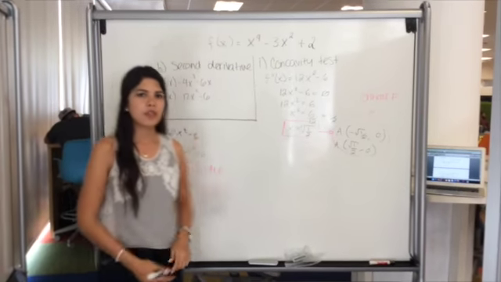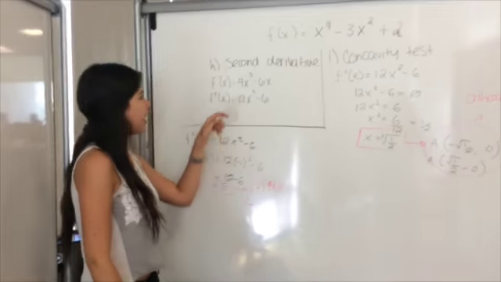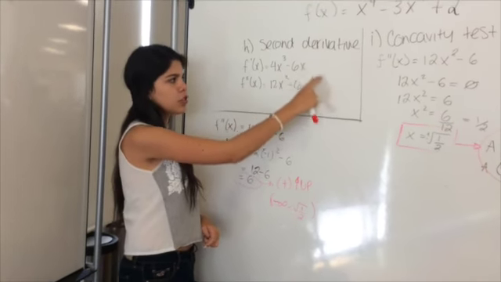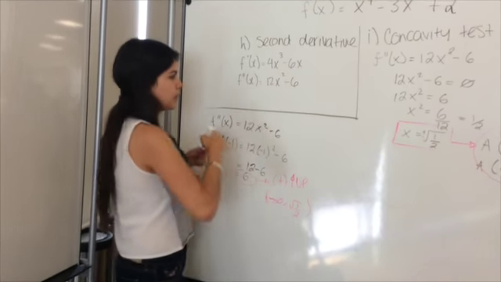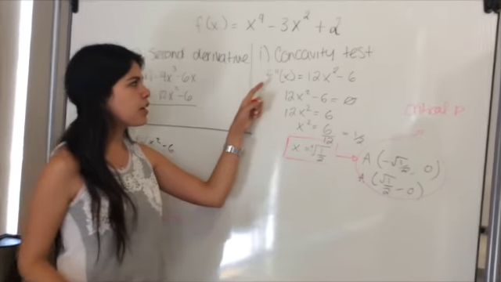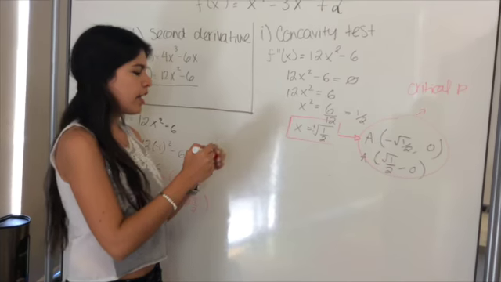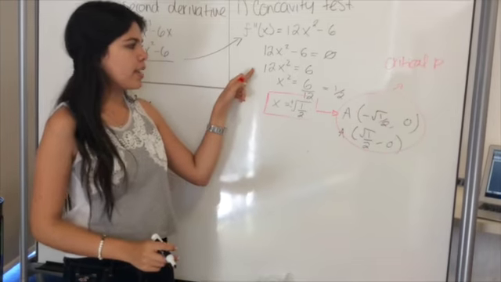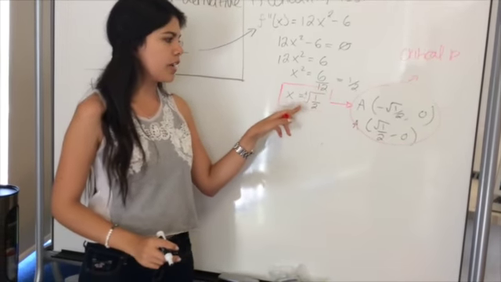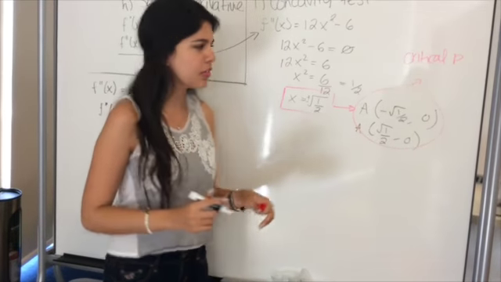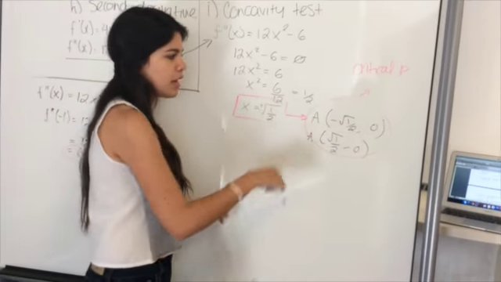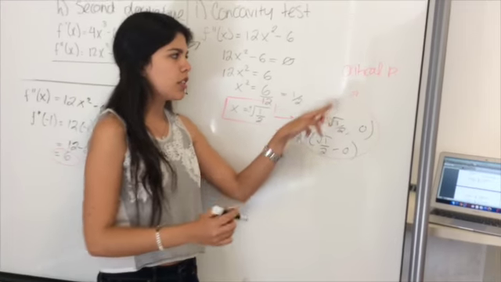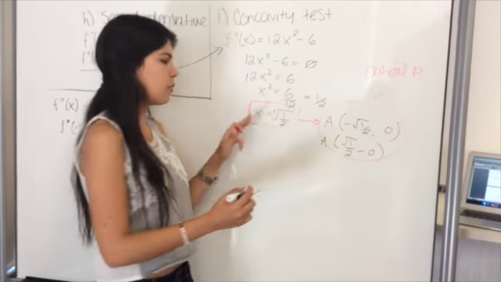Then we need to find the second derivative, which is going to be 12x squared minus 6. We take the first derivative to find the second one. Then we need to find the concavity test, so we take our second derivative and equal it to 0, then solve it, and our x will be plus minus square root of 1/2. Then our points will be minus square root of 1/2 comma 0 and the square root of 1/2 comma 0.